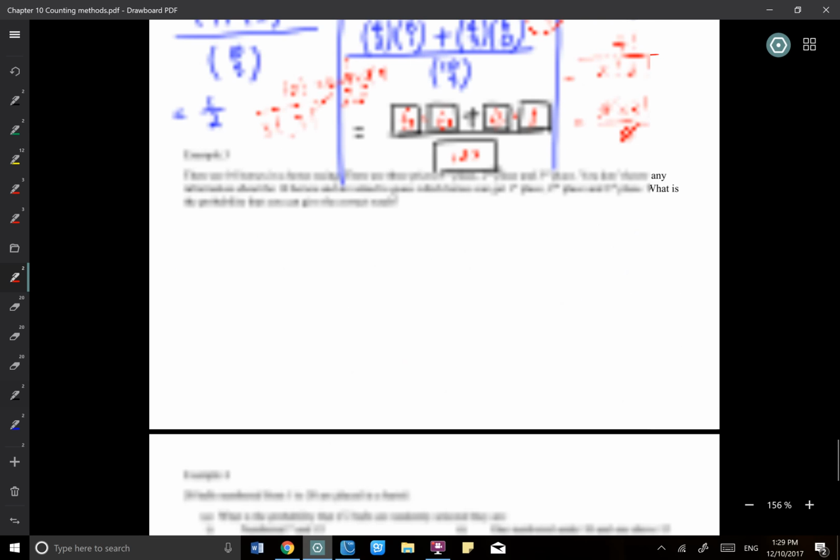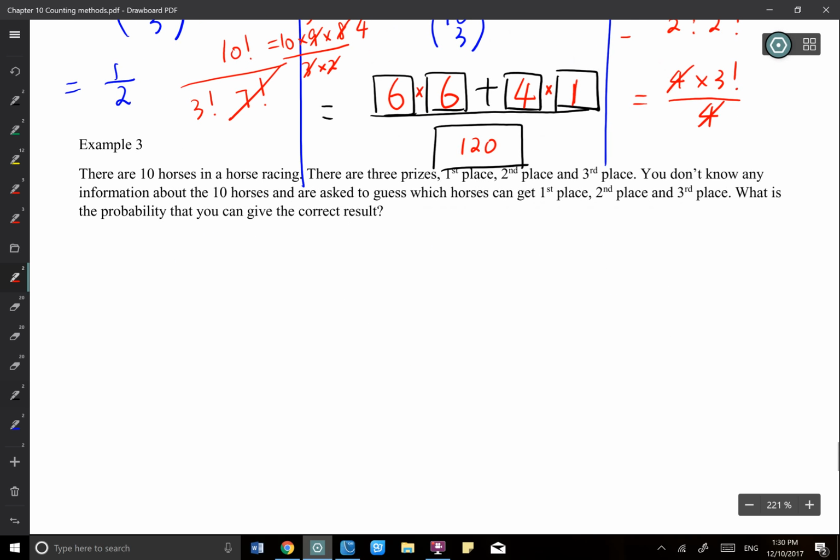Let's have a look at the next one. Next one's interesting. There are 10 horses in a horse race. There are 3 prizes: first place, second place, and third place. You don't know any information about these 10 horses and are asked to guess which horses get first, second, and third place. What is the probability that you can give the correct result?